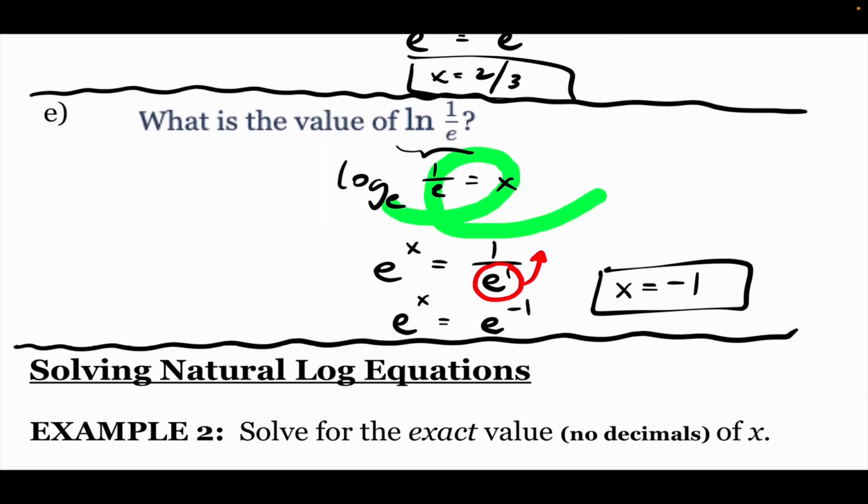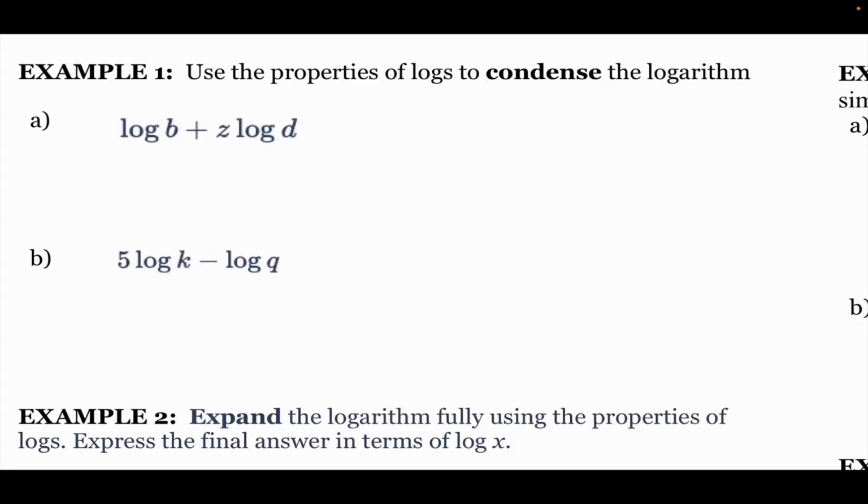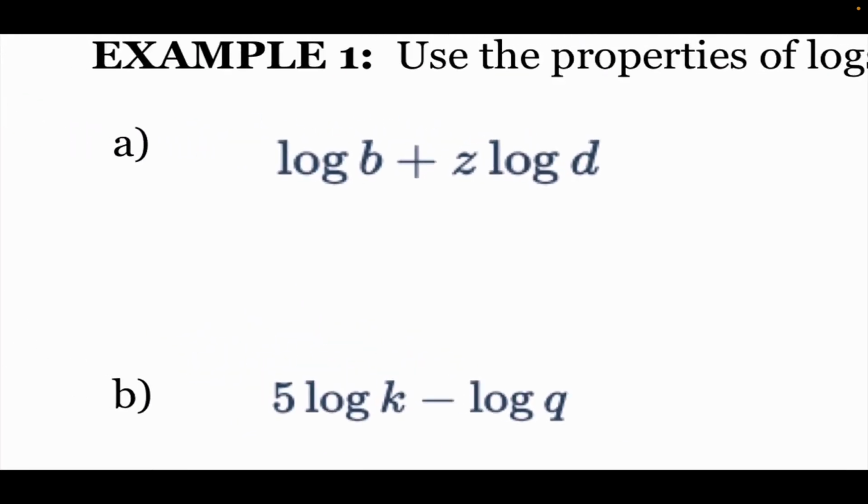The other part is solving. Okay, we're going to solve now. So first one, example number 1, use the properties of logs to condense, make smaller. Okay, so condense means we're going to go left to right. So we're going to go from this side over to this one. Which ones are we going to use? Whichever ones we need to. So let's look at 1a.